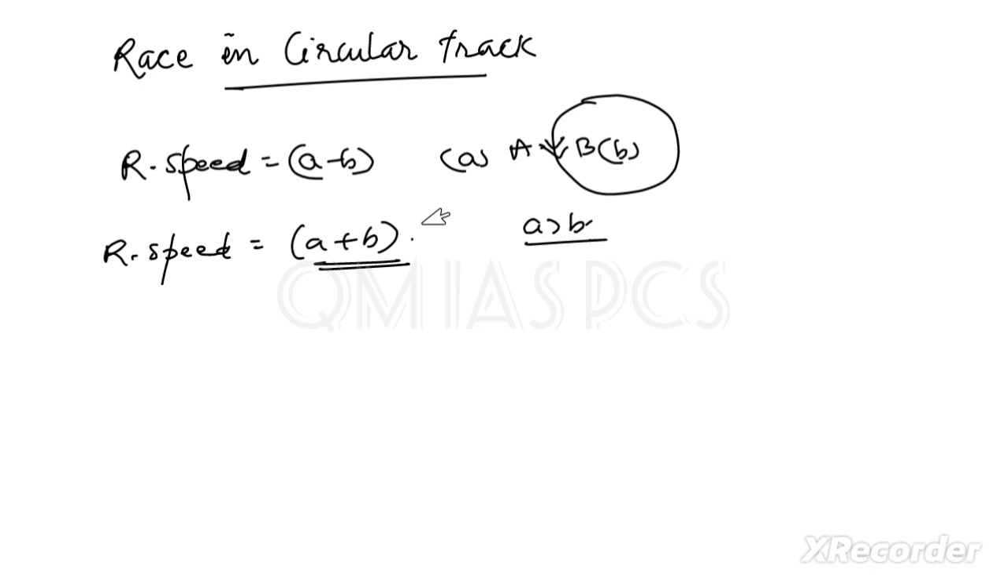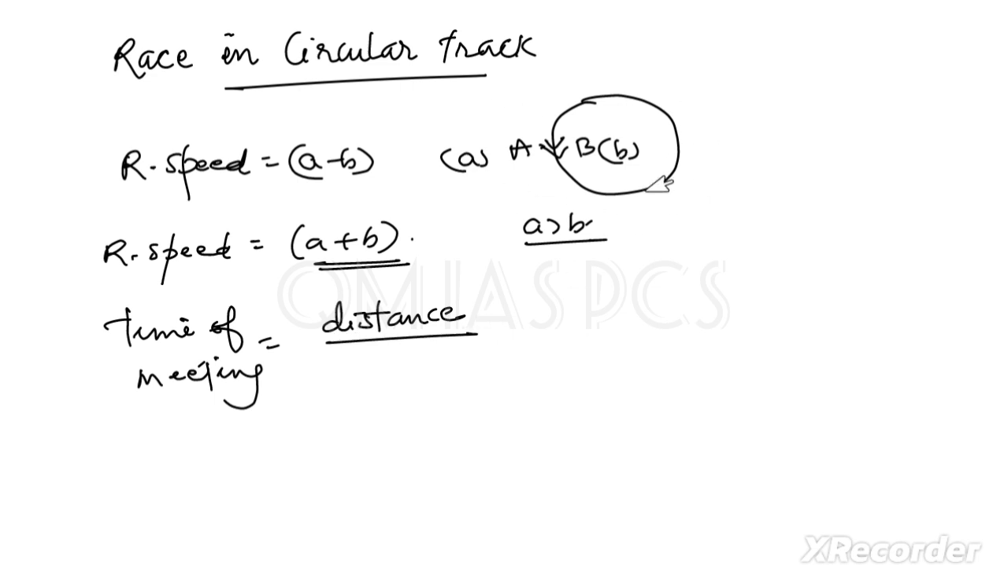And the question will be like, after how many seconds, or how much time, will they meet. This type of question they will ask. So simply, we will write time of meeting, and that will be the distance of that track divided by the relative speed, based on their direction of motion.